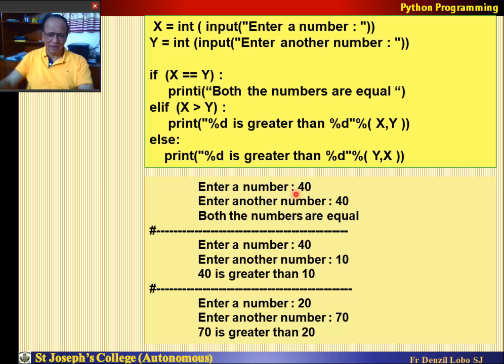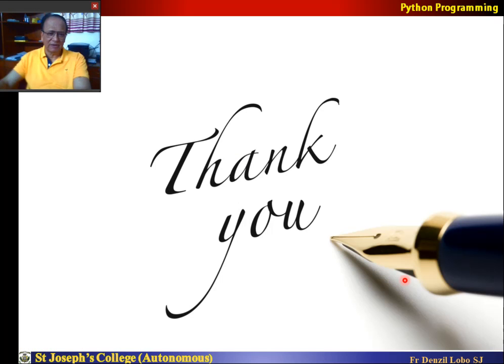For example, I'm entering 40 and the other number is also 40. So both numbers are equal. Then I'm entering 40 and the next number is 10. So 40 is greater than 10, and 40 is the largest number. Then I enter 20 and 70. So 70 is greater than 20. So this is how we use multi-level checking of conditions, the multi-level conditional statement. Thank you.